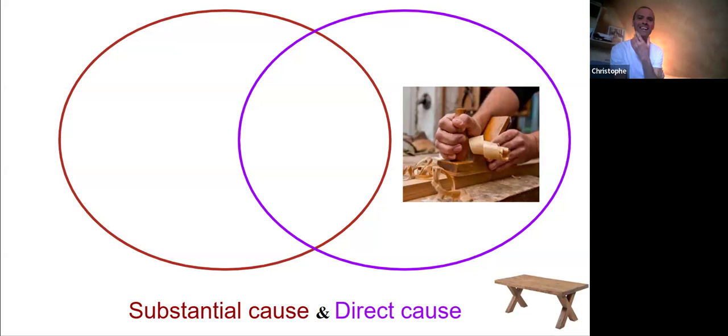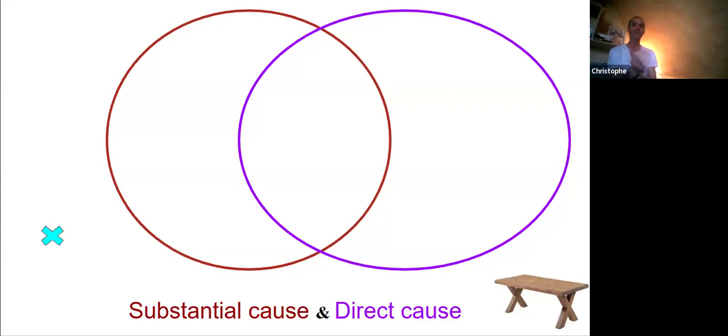I try to trick you. I can't. You're too lucid, too wise. Okay, so the carpenter, just before the table has a reason. And among the causes of the wood table, which one is not the substantial cause and is not the direct cause of the wooden table?